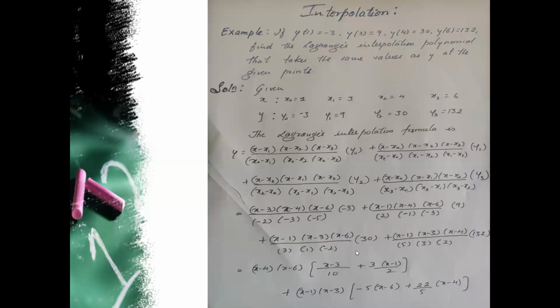Now you can see in these two terms, x minus 1 into x minus 3 is common. Let us keep it outside. From the first term, cancelling 3 2s are 6 here. 6 with this 30, we have 5 into x minus 5 with the minus sign. Now here we have x minus 1, x minus 3 outside already. Cancel this 132 with the 6. Then we have 22 divided by 5 and the term x minus 4. Now we need to simplify this. Let us take LCM here and simplify.